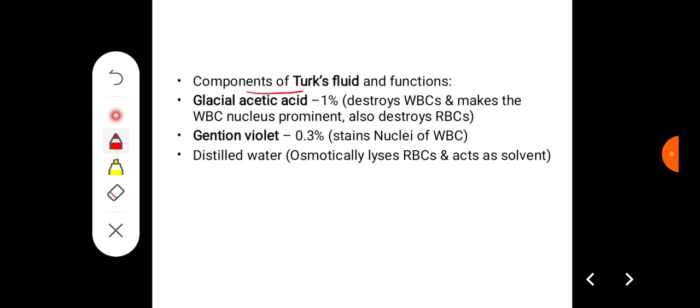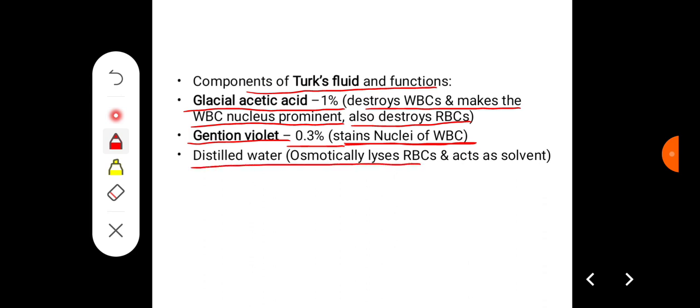If you see the components of Turk's fluid and its functions, it contains glacial acetic acid 1%, the function of which is to destroy RBCs and make the WBC nucleus very prominent. It also destroys RBCs, that is why RBCs are not seen. It also contains gentian violet or methylene blue. Gentian violet is 0.3%, which helps in the staining of the WBCs. It also contains distilled water, which will be osmotically lysing the RBCs, and it also acts as a solvent.